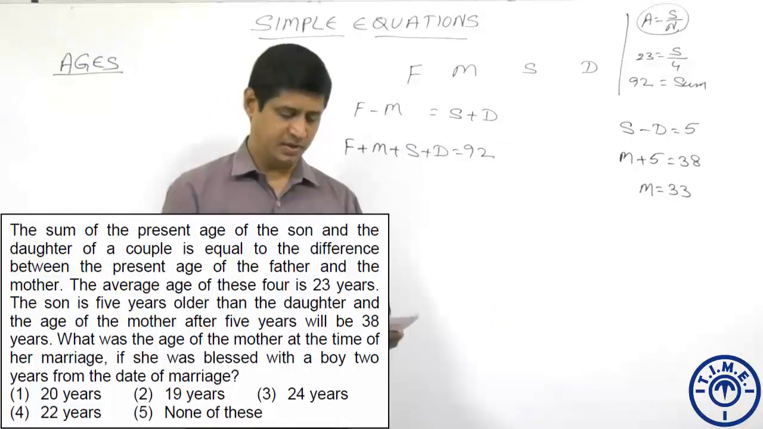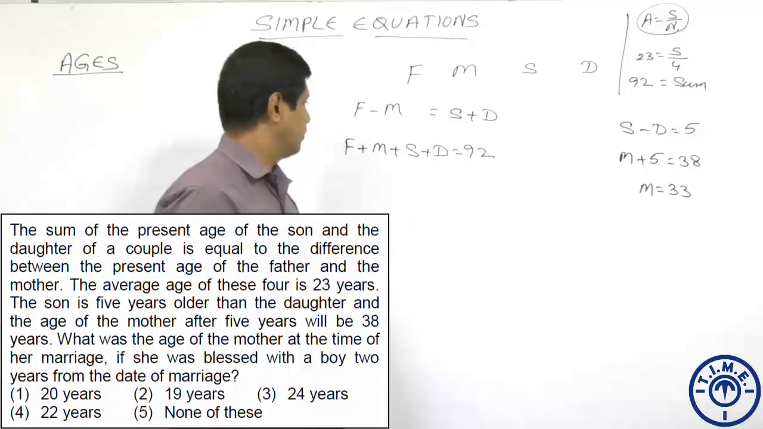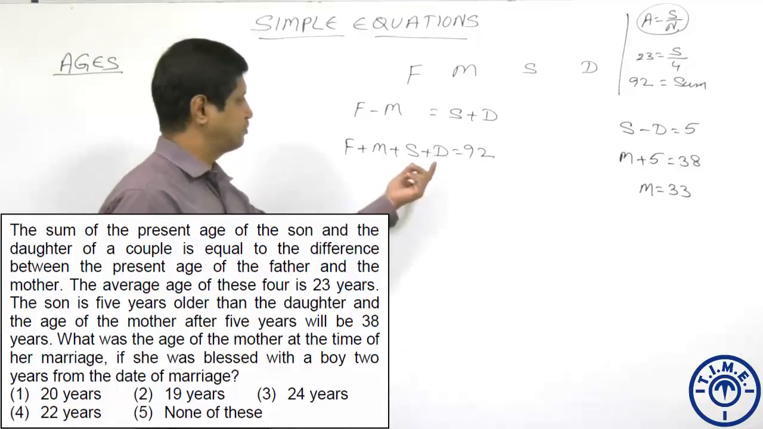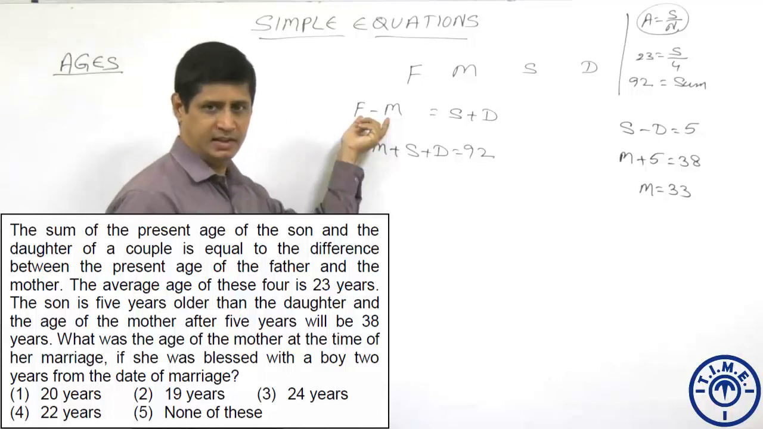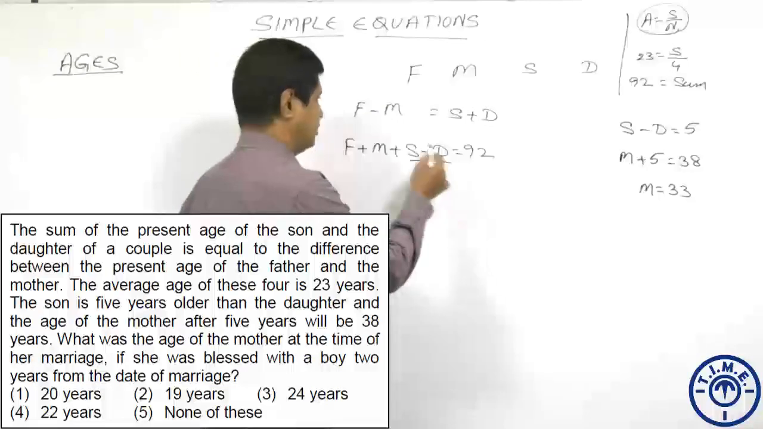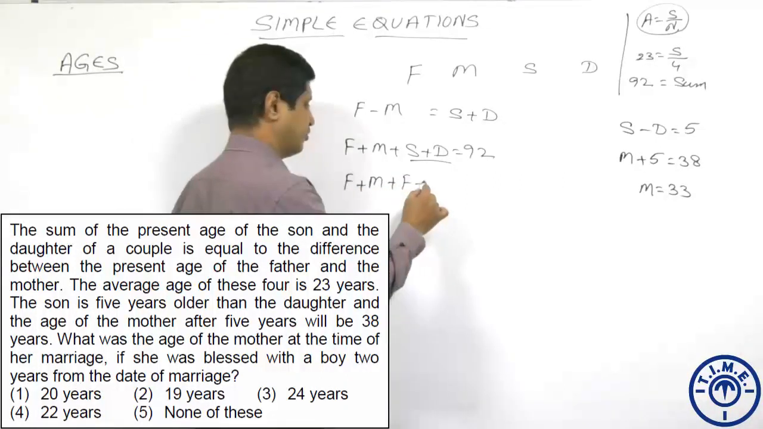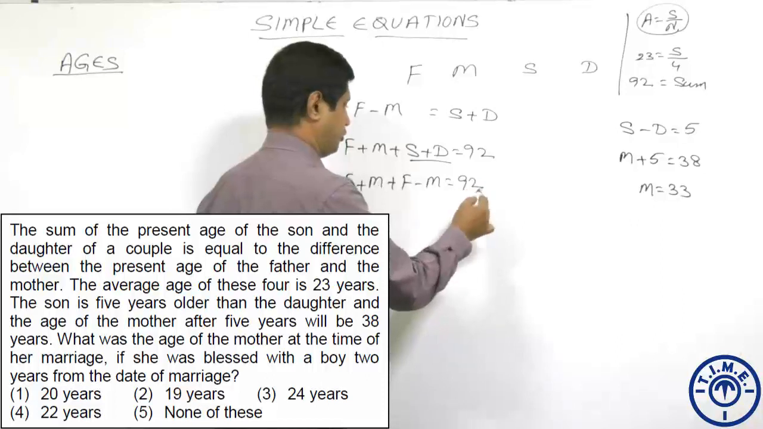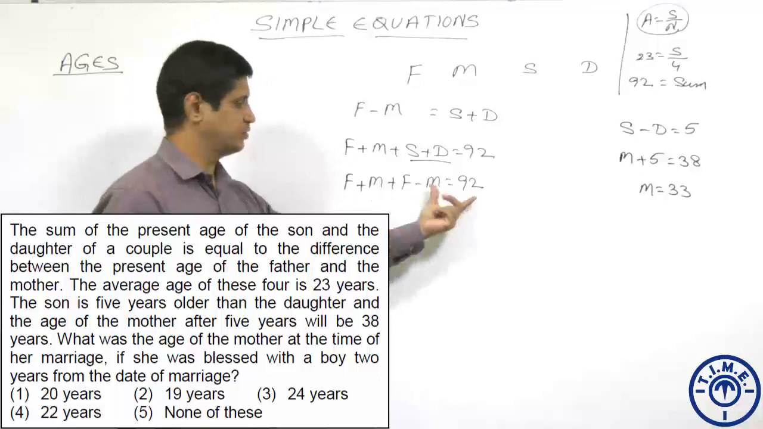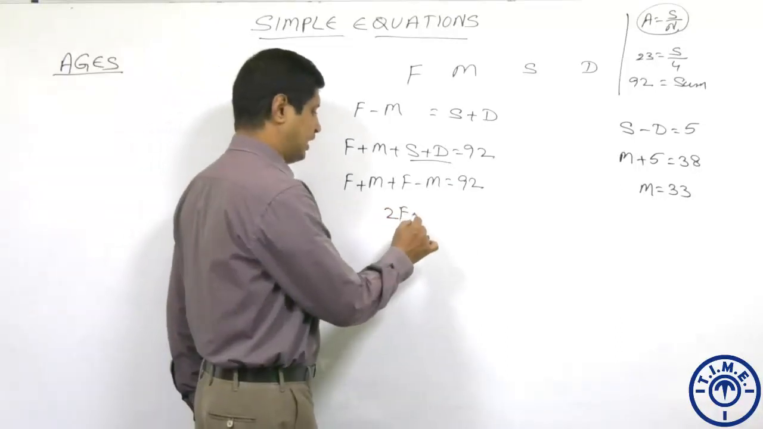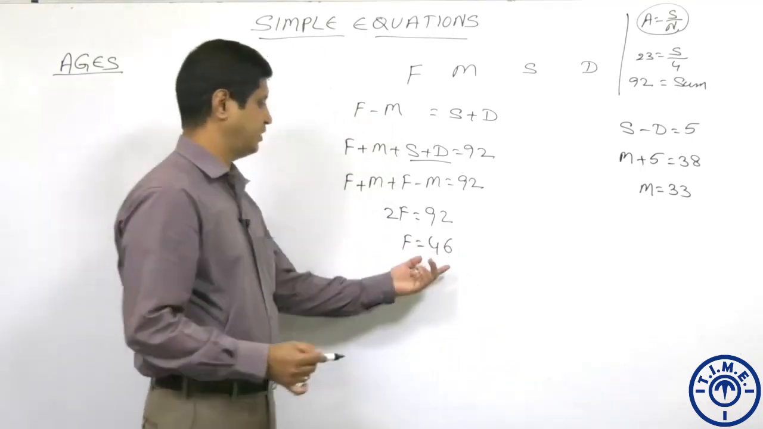What was the age of the mother at the time of marriage? Now just look at this one. What is the S plus D value? S plus D is given as F minus M. In place of S plus D, when you substitute, we get F plus M plus F minus M is equal to 92. Positive M and negative M get cancelled, remaining is 2F. 2F is equal to 92. What is the value of F? F is equal to 46. This is the age of the father.